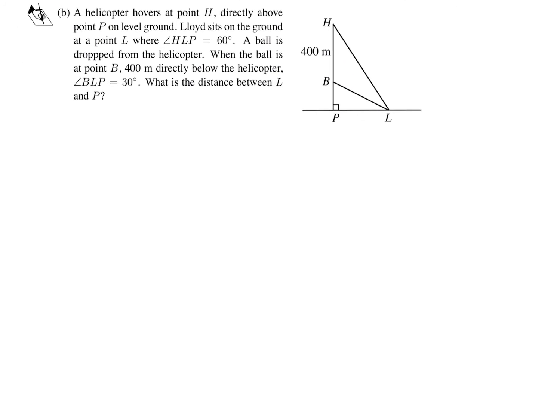A helicopter hovers at point H directly above point P on level ground. Lloyd sits on the ground at point L, where angle HLP is 60 degrees. A ball is dropped from the helicopter. When the ball is at point B, 400 meters directly below the helicopter, angle BLP is 30. What is the distance between L and P?